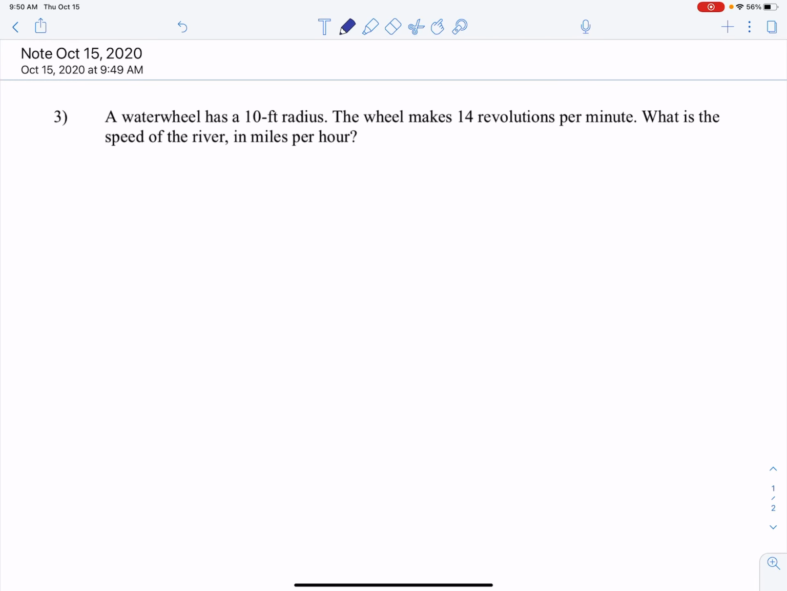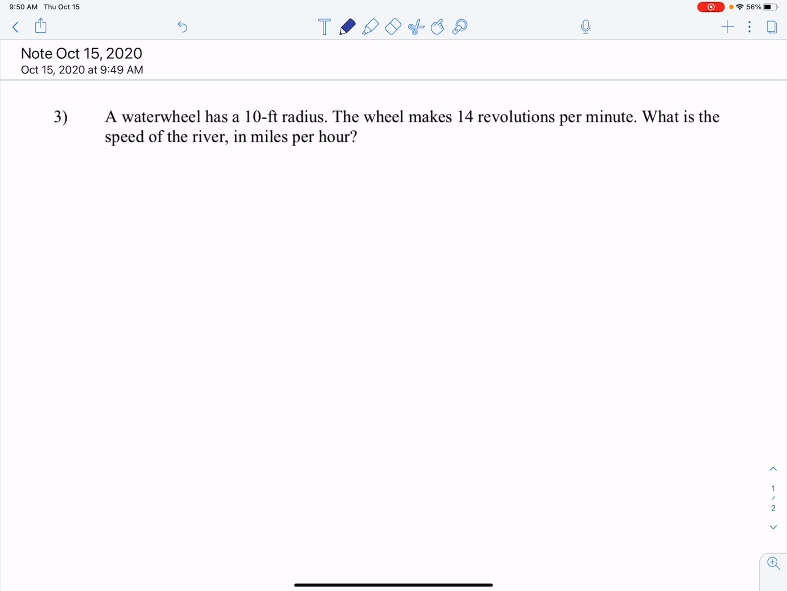So what we have here is a water wheel that has a 10-foot radius, and we know that the wheel is making 14 revolutions per minute. So with that information, can we find the speed of the river? And since we're most familiar with miles per hour, we're going to convert our final answer to miles per hour.